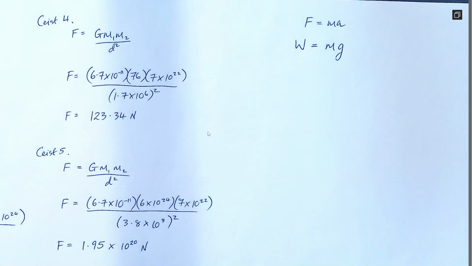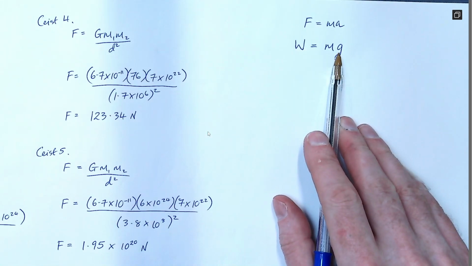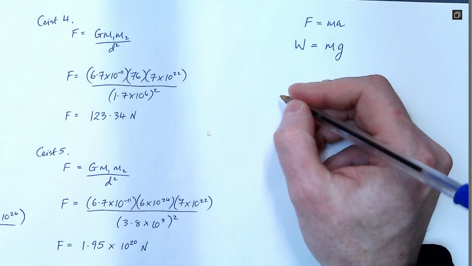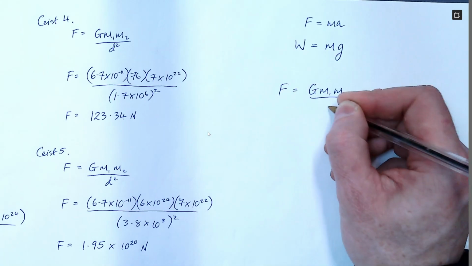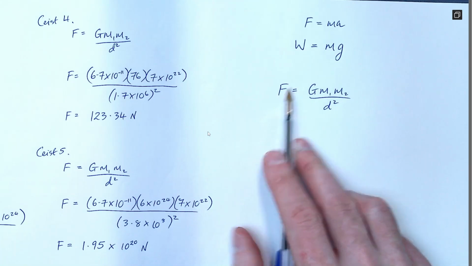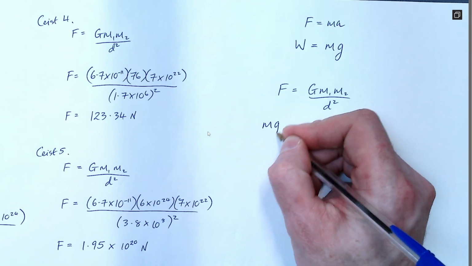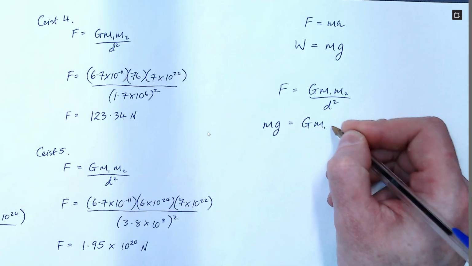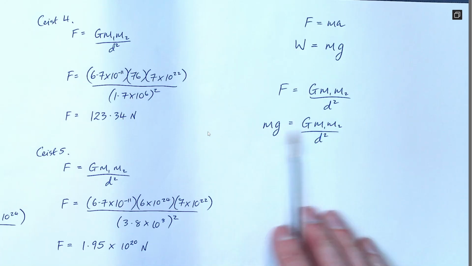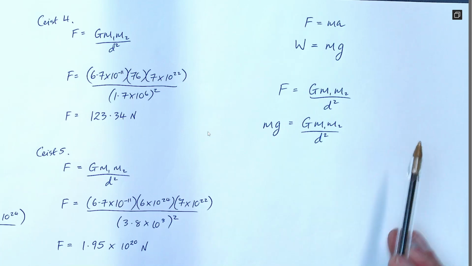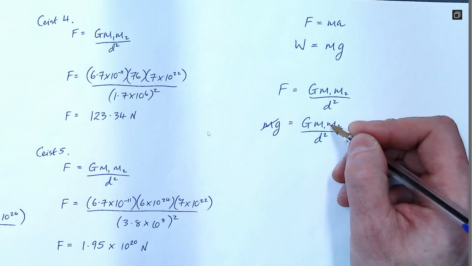So obviously force is mass by gravity. Now the formula: force equals G M1 M2 over d squared. We swap the force for the weight, which is mass by gravity, so mass by gravity equals G M1 M2 over d squared. Now one of these masses is the mass of the Earth, so the mass cancels.